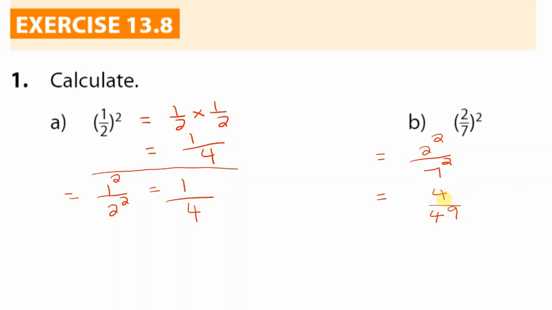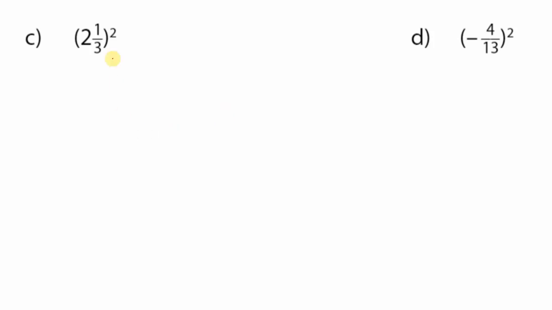I don't believe we can simplify. 2 can't go into 49 without a remainder. 4 can't go into 49 without remainder. So this is the simplest form. So let's look at number 1C.